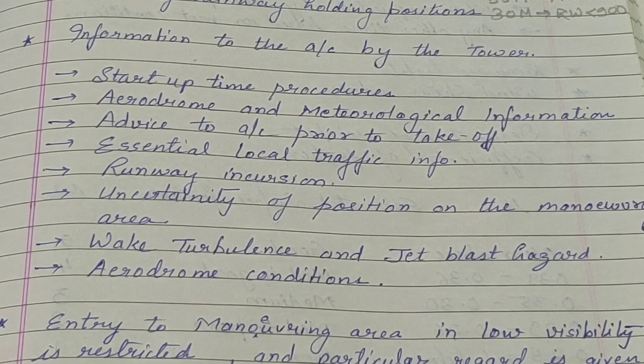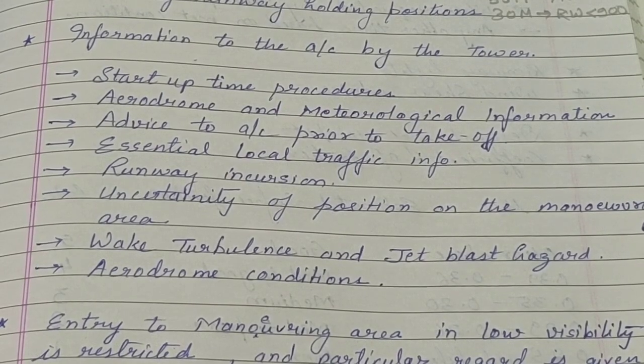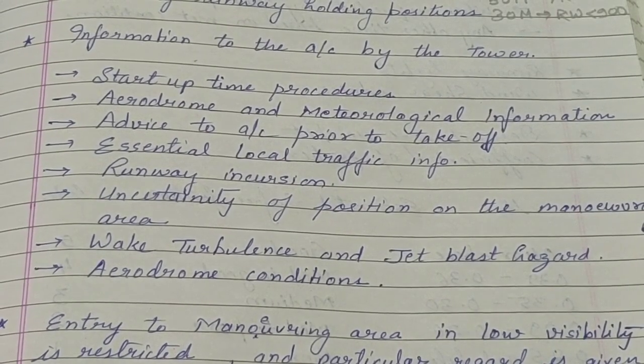Obviously the ones which are important for the aircraft to take off, all these things are provided. But then again, the information includes which runway has to be used, if there is any surface wind, or the direction of the wind is changing, or there is any significant variation in the winds on the runway, that has to be informed.